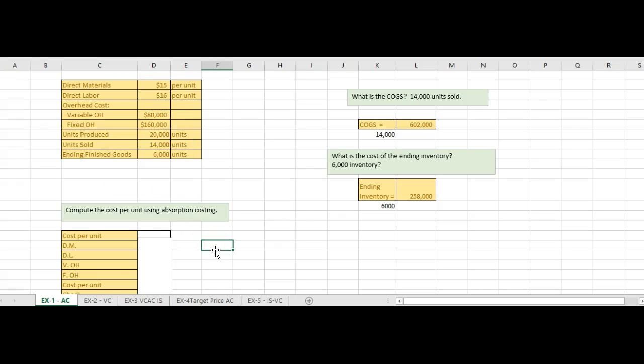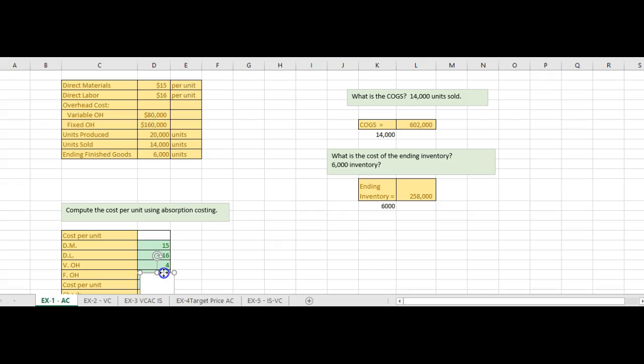And what is the cost per unit using absorption costing? Well, that's not too bad, right? We're going to take the 15 and the 16 for materials and labor. Variable overhead. Now, our variable overhead is 80,000. We've produced 20,000 units and sold 14,000, which means we'll use the units produced to find the per unit cost and divide that into 80,000 and come up with 4.